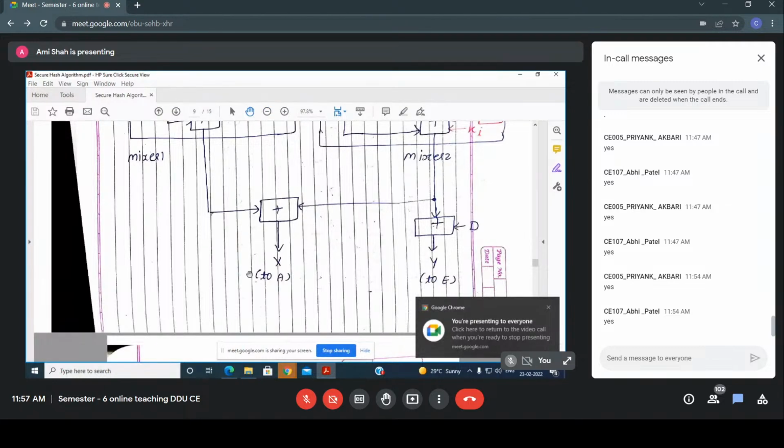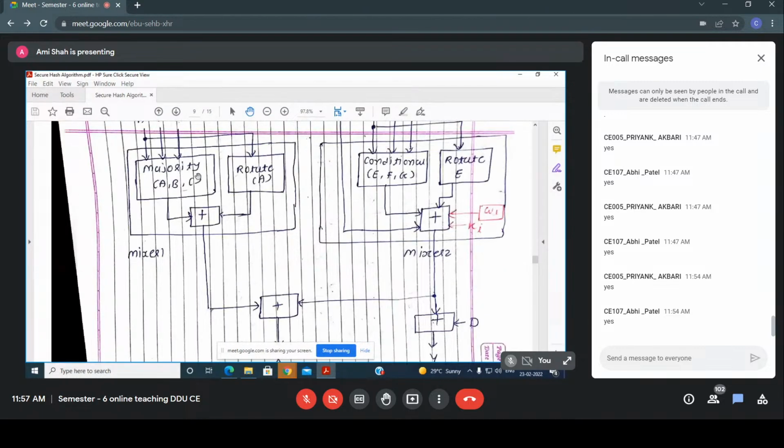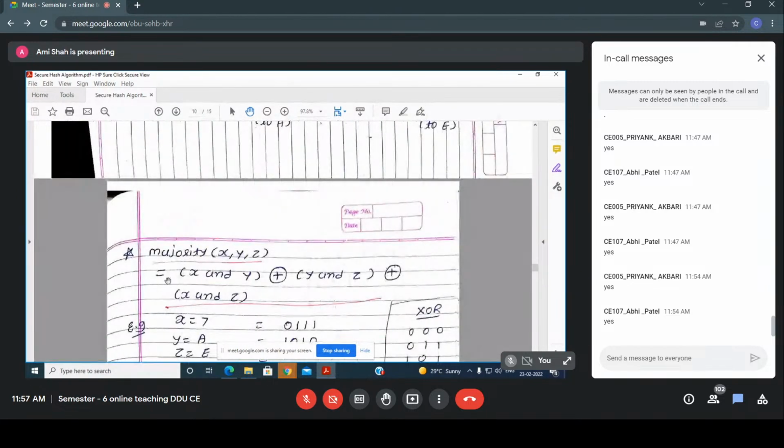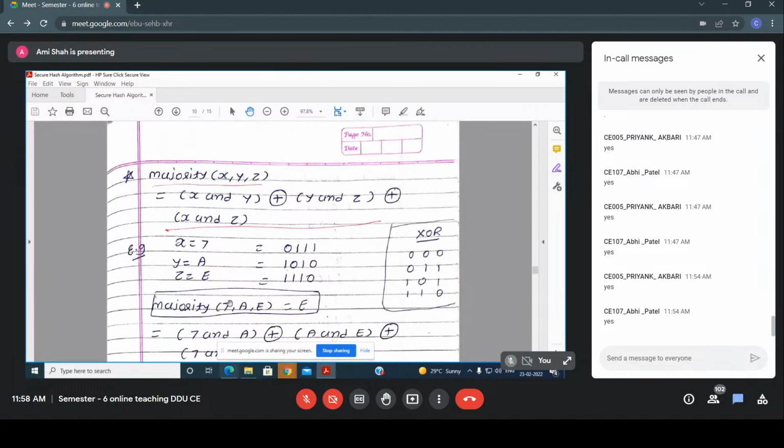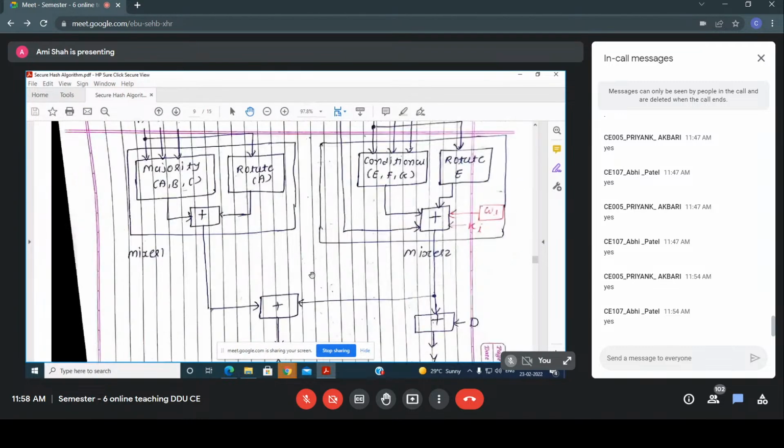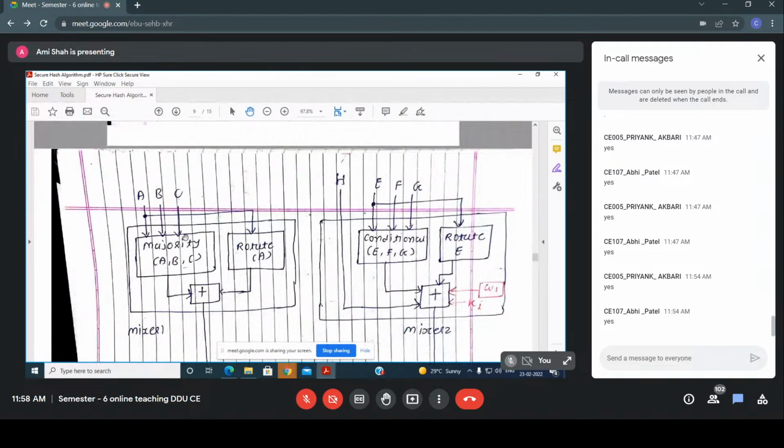So how to find this x and y? For that, first of all, what is this majority? How to find this majority? I'll explain this formula, the majority of x, y, and z: that is x and y, XOR x and z, XOR y and z. For example, x is 7, y is e, and z is e. Applying this formula, you get e. So if I take this input, by applying the majority of ABC, I'm getting e over here.